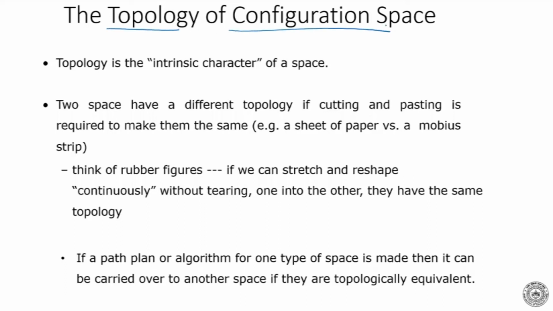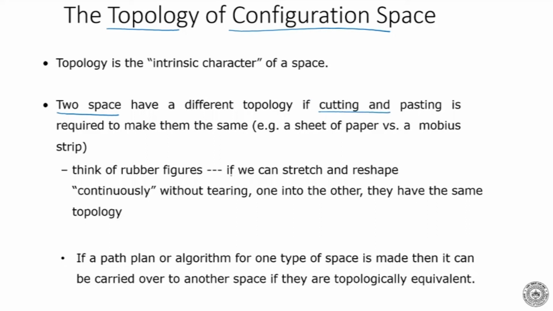Okay? Now, topology is the intrinsic character of a space. This is something we have seen, that topologically a circle and a square are the same. Okay? Because both of them have the same properties. They are closed curves. Points which are inside the curve cannot come outside when subjected to deformations. Now, two spaces have different topology if cutting and pasting is required to make them same.